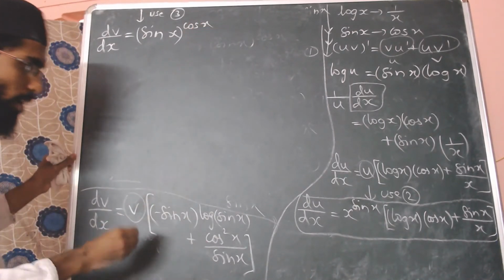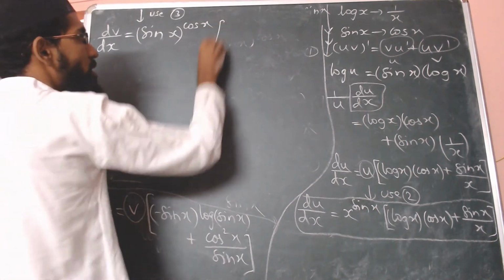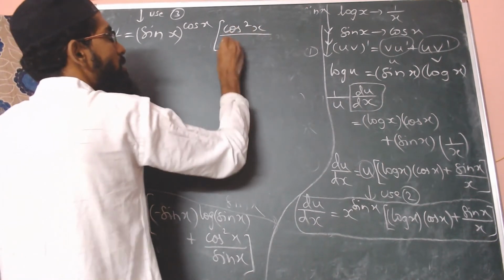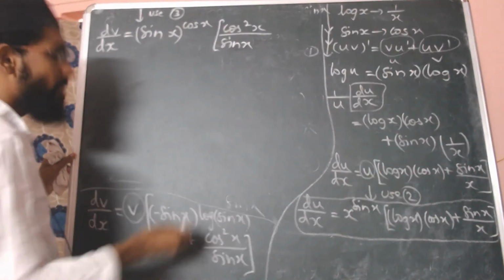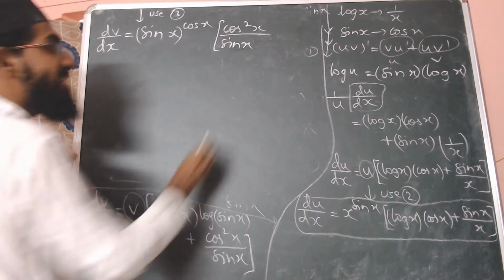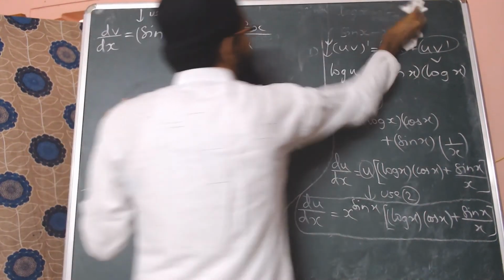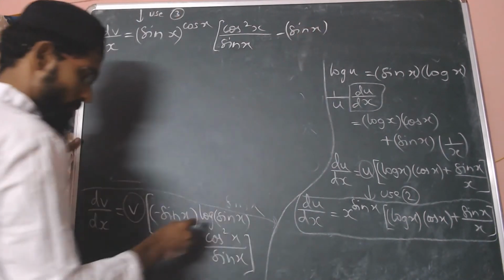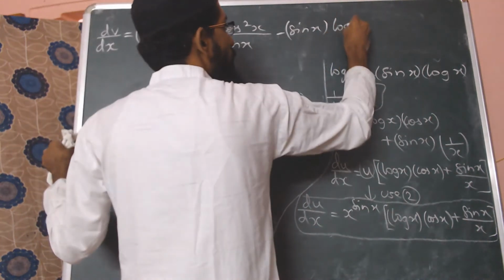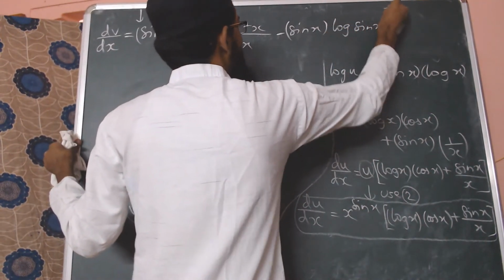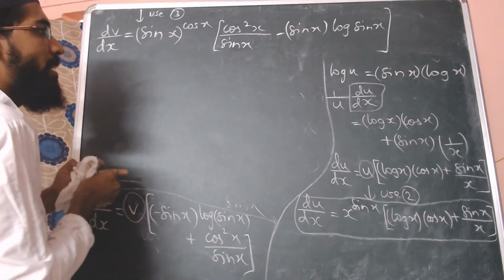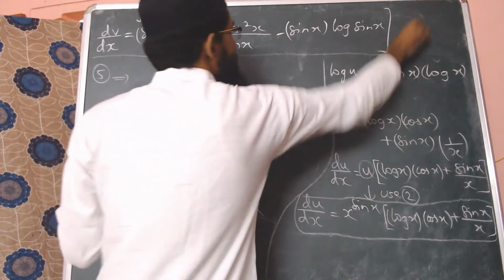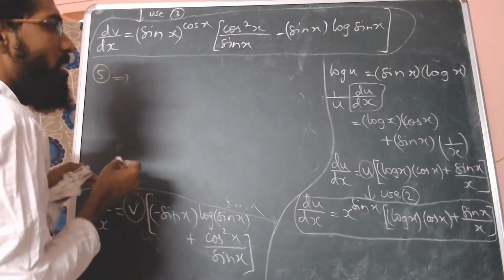Sin x power cos x into, let me write the positive term in the first place, cos square x by sin x, minus sin x into log of sin x. So this is what I got for dv by dx. But according to equation 5, this is my dv by dx. You can either stop here or you can simplify it further, right?